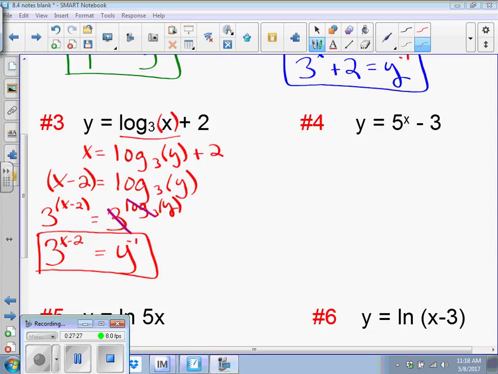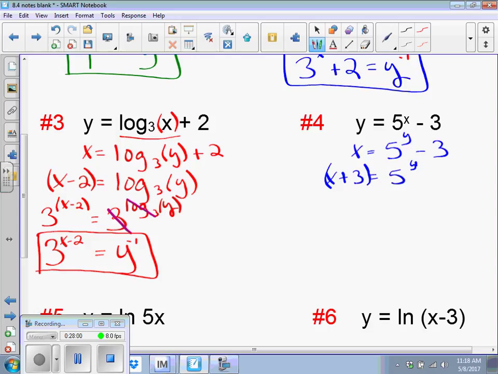How do you think we're going to approach number 4? Well, first we have to do what? Switch x and y. So we have x equals 5 to the y minus 3. If we're trying to solve for y, just like we had to get the log by itself, we need to get that exponential by itself. What do we do? Add 3 to both sides. So this is x plus 3 equals 5 to the y. Keep that together.